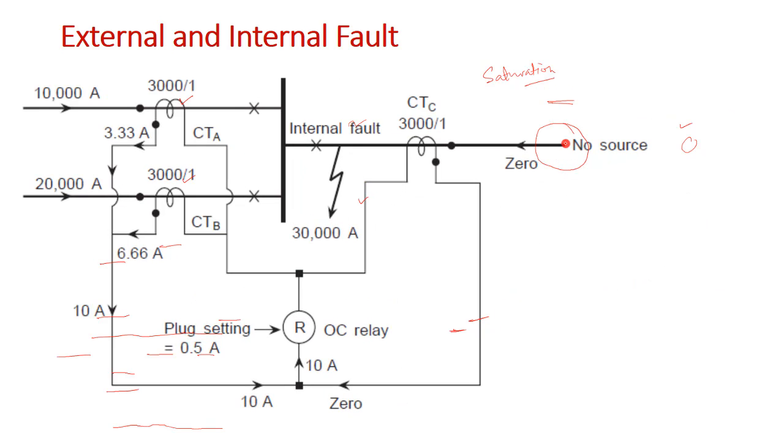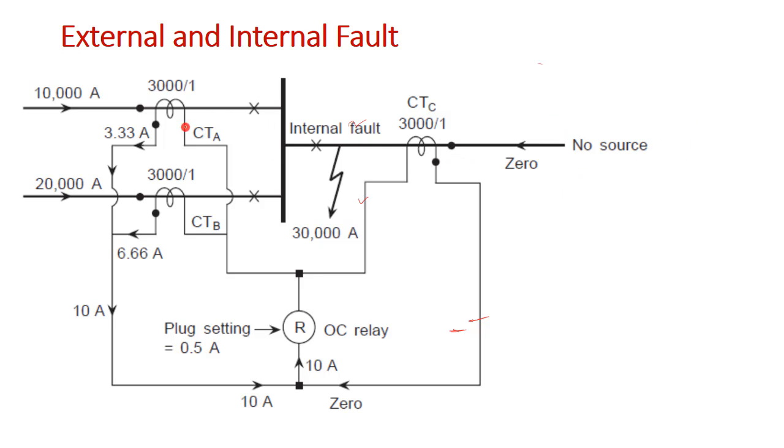Okay, now let us see the internal fault. So with the internal fault, what happens? All the CTs in fact provide the current from each side, right?